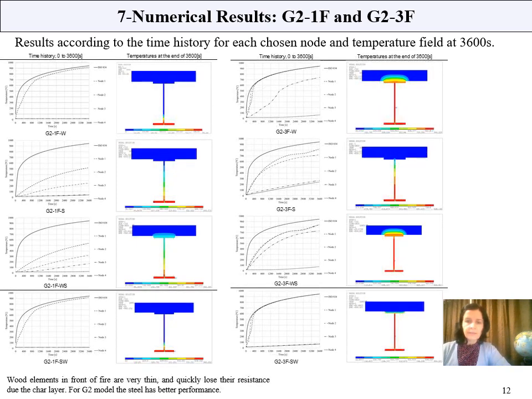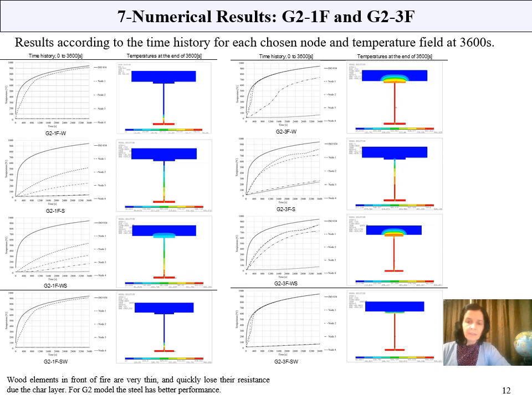In this slide, you can see the numerical results, but now using the geometry number 2 for the same situations in fire action, one side and three sides of fire exposure. The lines always represent the same combination between materials. The first line wood material only, the second only steel, the third wood and steel, and the last line represents steel and wood material.